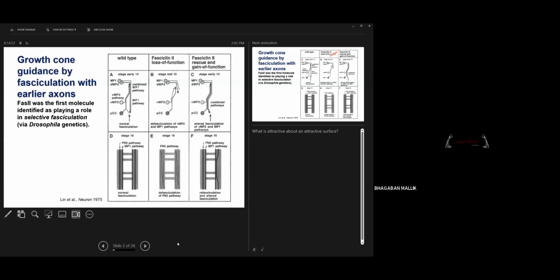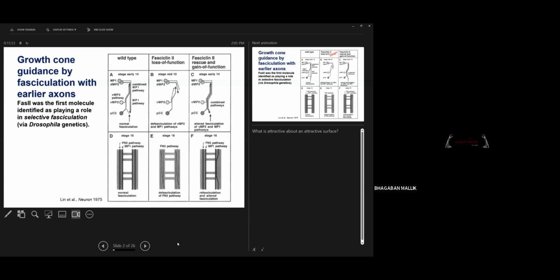Now in the loss of function, when you have loss of function of fasciculin 2, note that the interaction you are seeing here is mediated by fasciculin 2, which is a cell adhesion molecule. In the control you have a nice bundle of axons because of normal fasciculation, because of normal expression of fasciculin 2. But when you have loss of fasciculin 2, we can see that VMP2 and MP1 are not fasciculating, they are not forming the axon bundle. Those axons are being separated here. So the MP1 pathway and MP2 pathway are not working normally. That's why you don't have fasciculation. This is seen in the fasciculin 2 loss of function mutant.